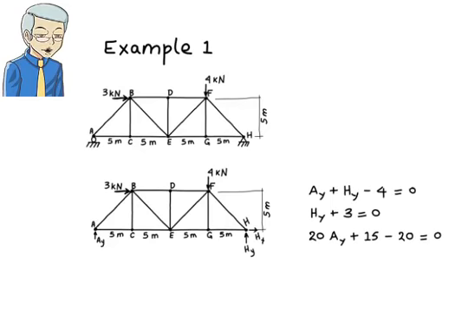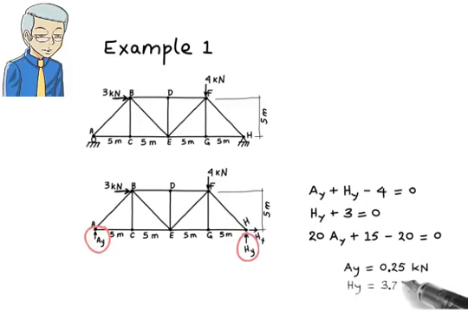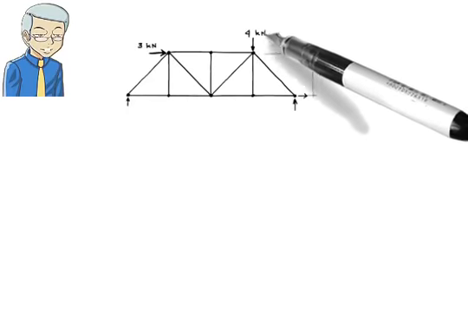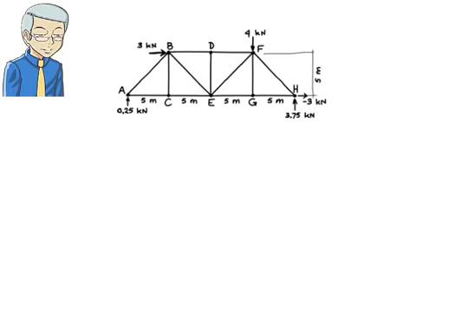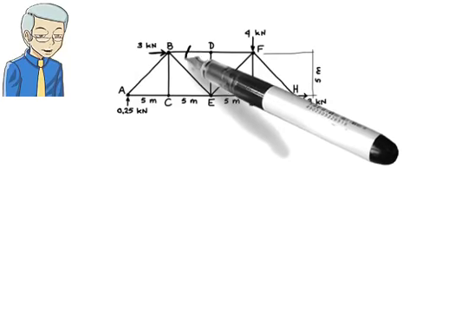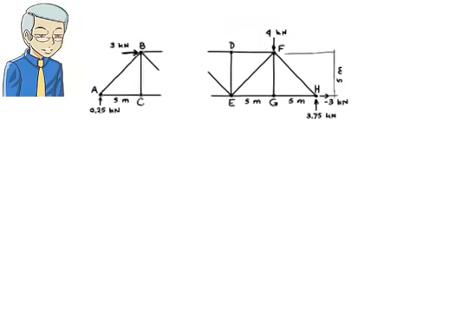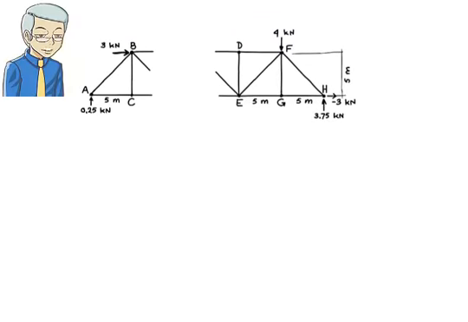Solving the equations for the unknown reactions, we get Ay equals 0.25 kilonewton, Hy equals 3.75 kilonewtons, Hx equals -3 kilonewtons. Now, to find the force in member BD, we need to cut the structure through the member. The most suitable cut here is one that passes through members BD, BE and CE. Since the cut goes through BD and CE, we can calculate both member forces using the same set of equations.